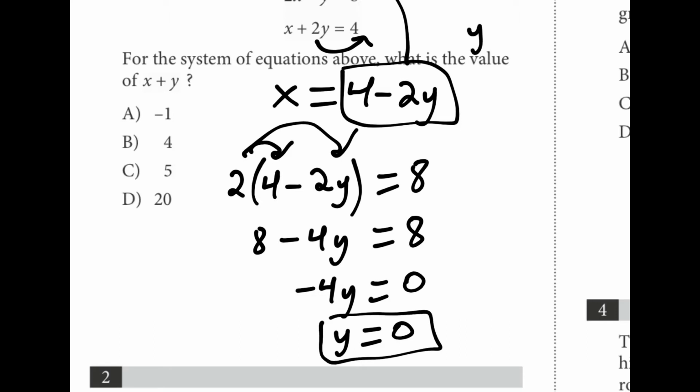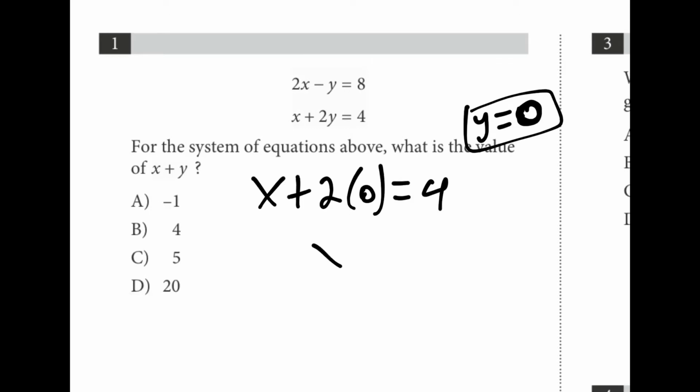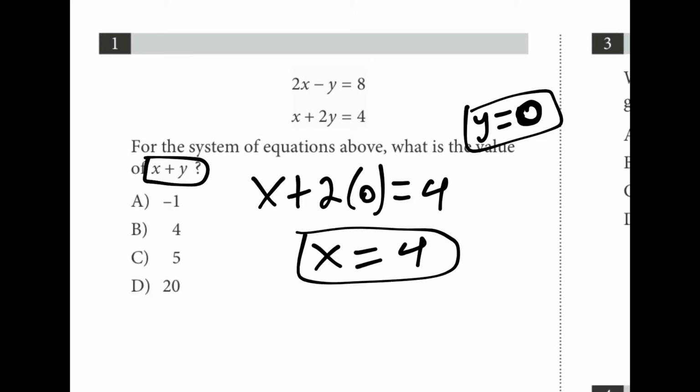So I'll put that up here. 0. And if I plug that into the second equation, I get x equals 4. They want to know x plus y. 4 plus 0 is just 4.